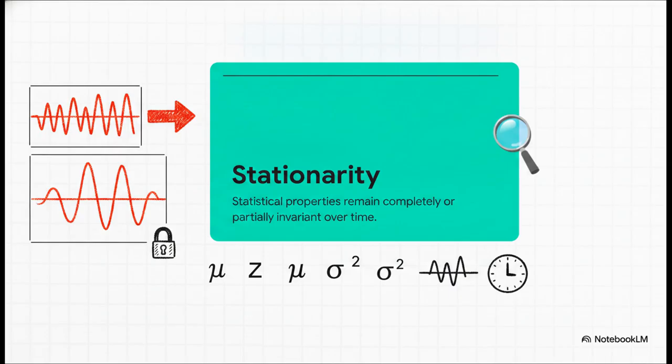The mean must be a constant, and the autocorrelation must depend only on the time difference, or lag, which we call tau, rather than on absolute time. Once the statistical rules of the signal stop shifting around and rely only on that time lag tau, we can finally build reliable systems to process the whole thing.